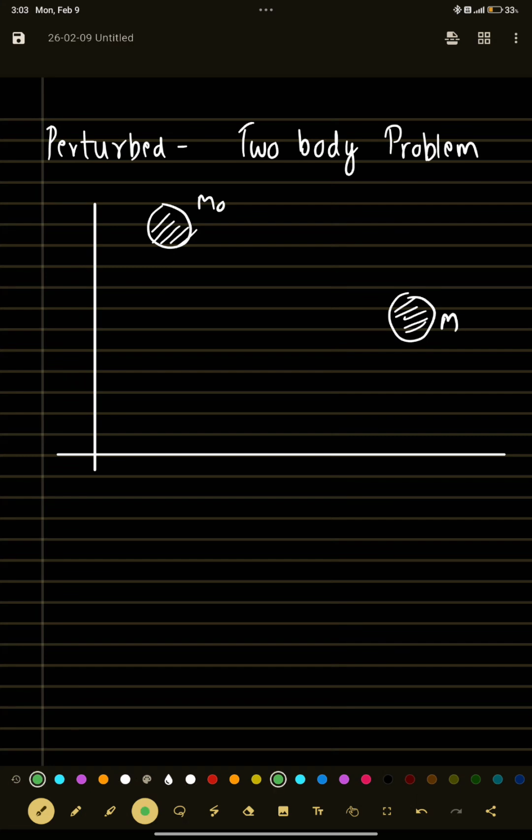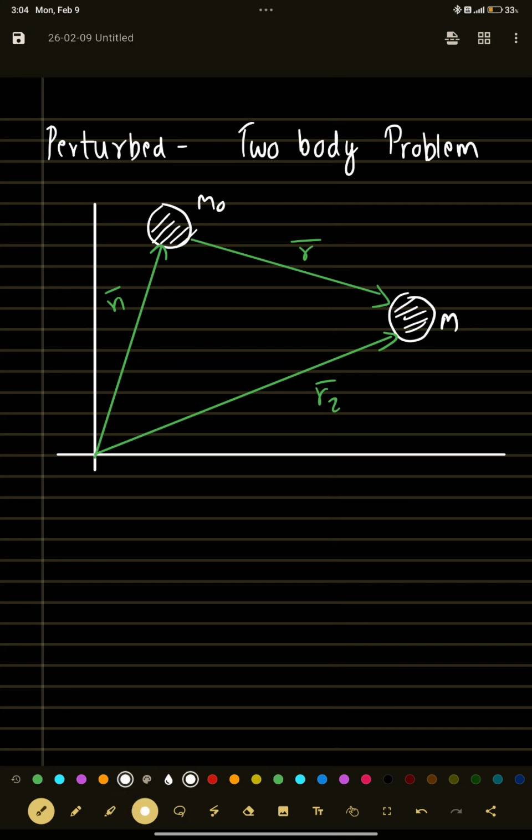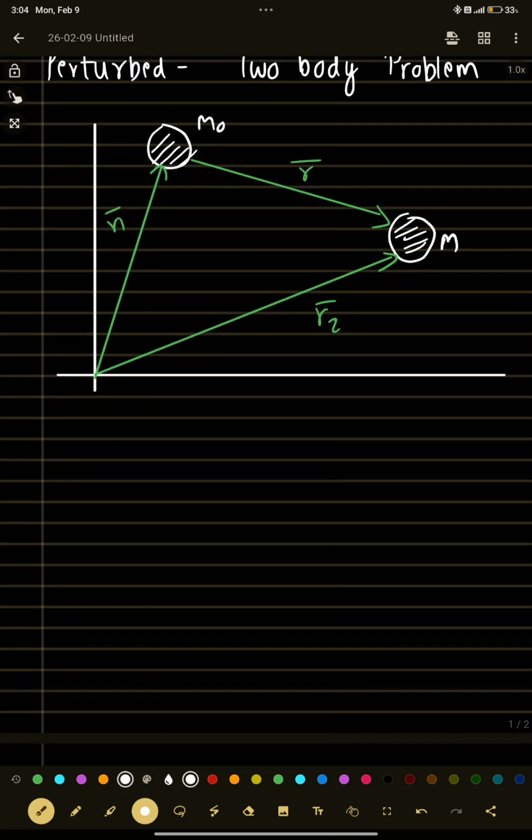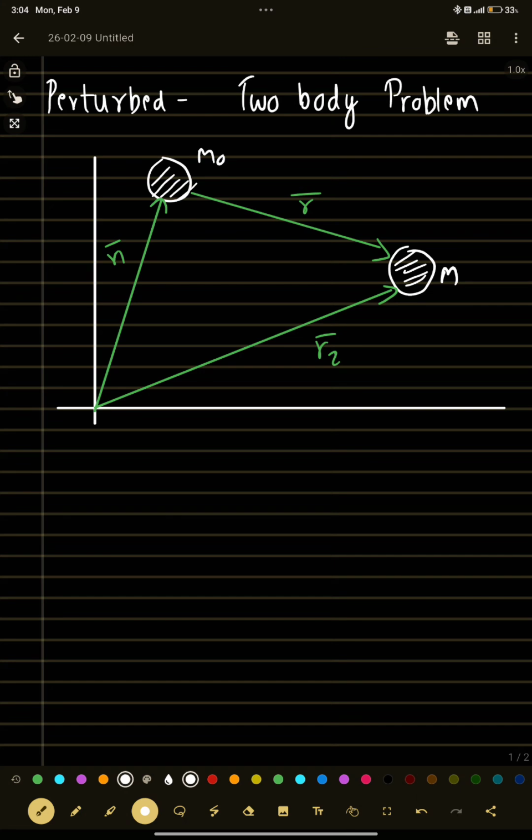Okay, so we discuss the term two body problem. Two body problem has a lot of meaning, but the thing is, two body problem as such, quote unquote, has a lot of meanings.